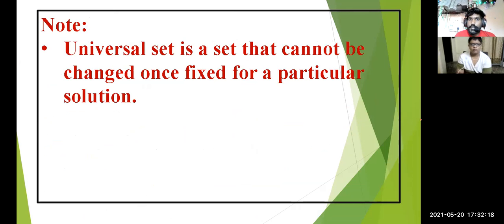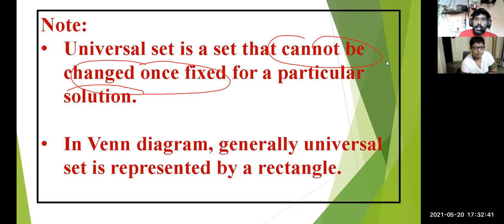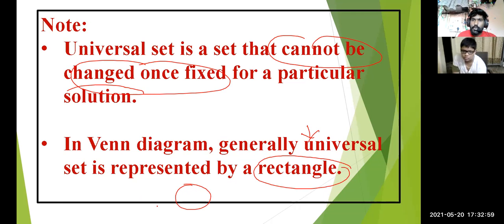Now, this is a very important point. A universal set is a set that cannot be changed once fixed for a particular solution. So if you have fixed a universal set, you cannot change it later on. In a Venn diagram, and this is also very important, when you draw a Venn diagram, a universal set is usually represented by a rectangle, and all the subsets are represented by circles. So this is a notation that you follow. A universal set you represent with a rectangle, and all subsets of the universal set you denote by a circle.